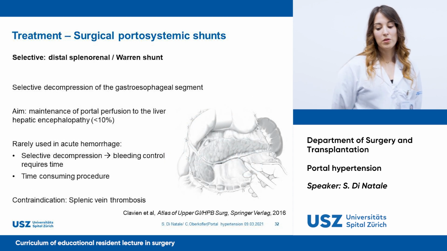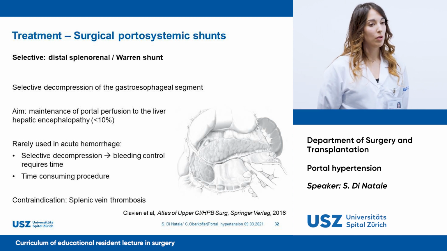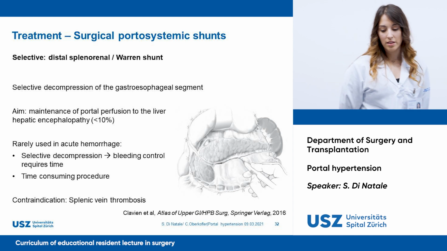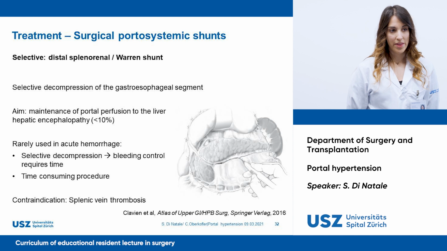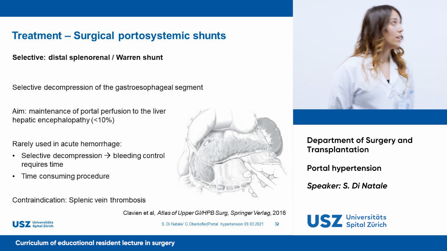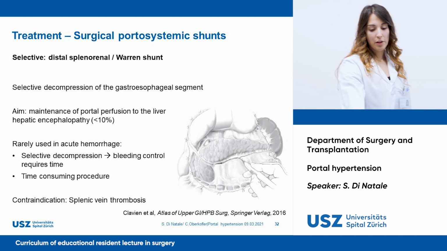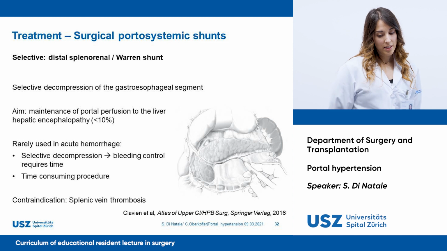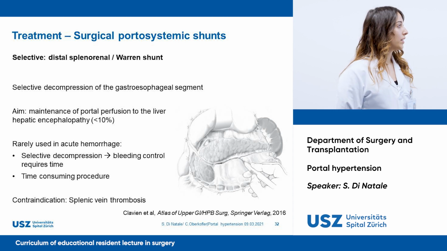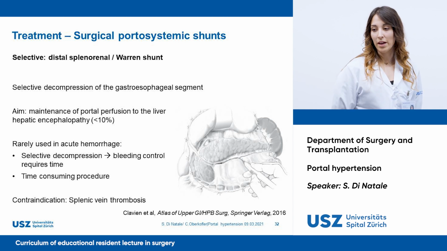Now, one of the best known shunts is the selective one, the distal splenorenal, also called Warren shunt. It is a selective decompression of the gastroesophageal segment, and the aim is also to maintain the portal perfusion to the liver. And hepatic encephalopathy is seen in under 10% of the patients. This kind of shunt is rarely used in acute hemorrhage because, due to the selective decompression, the bleeding control requires time.